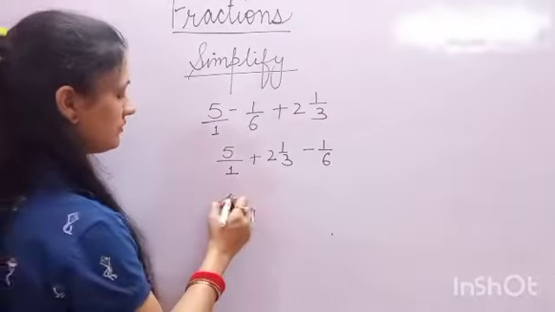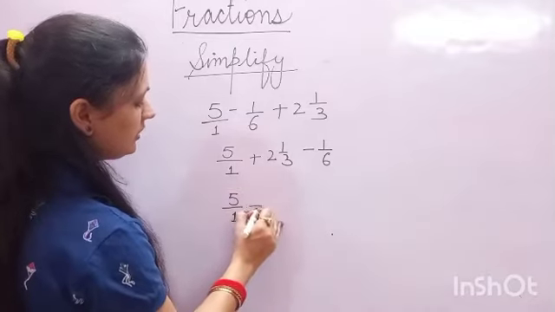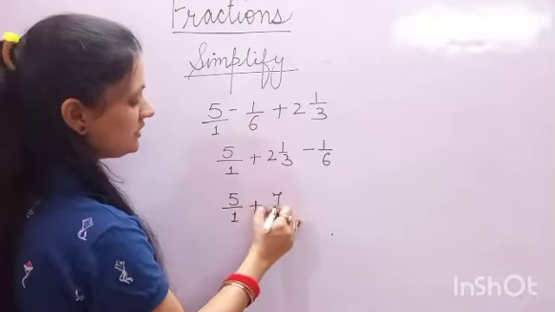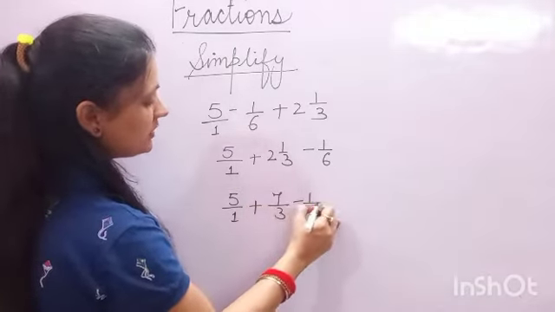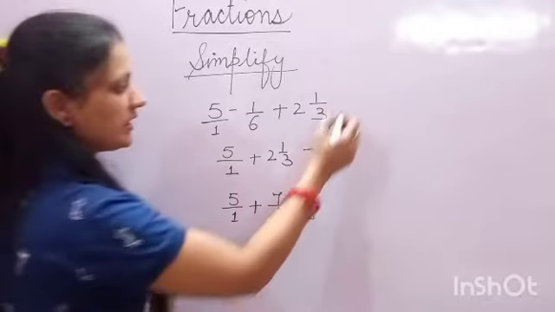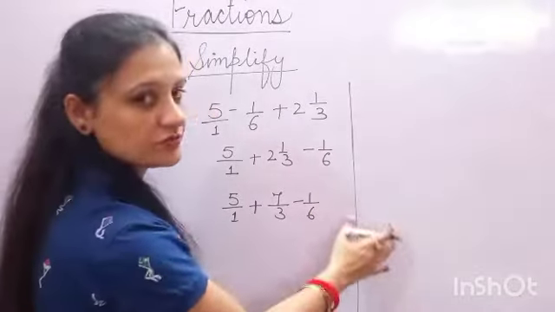LCM and then move on. So 5 by 1 plus 3 2s are 6 plus 1, 7 by 3 minus 1 by 6. Right? I need more space, so I'll write down the rest of the part here.